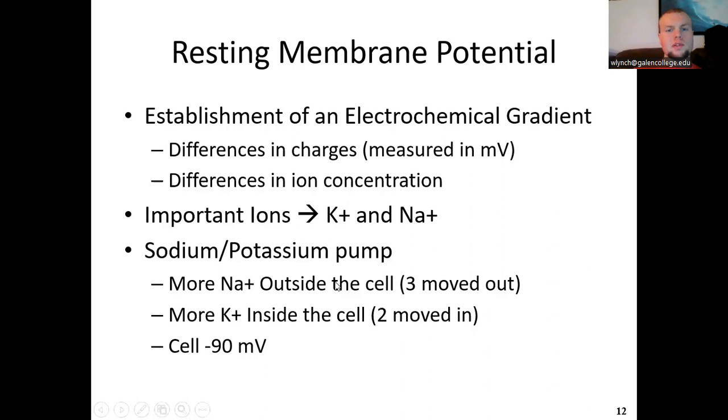The concentration of sodium is much higher outside of the cell than the concentration of potassium is inside of the cell. That means that sodium is going to dictate the resting membrane potential. Its charge is stronger outside of the cell, so therefore, we have a net negative millivoltage across the membrane. Cell resting membrane potential can be anywhere from -70 to -90 millivolts, depending on where we are in the body.